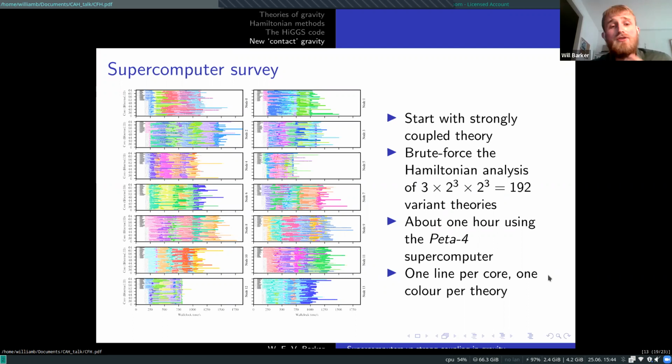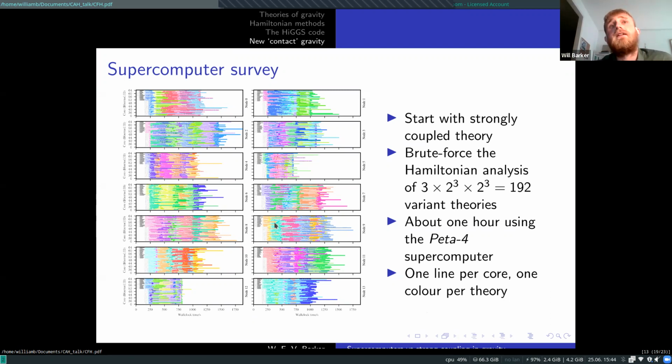Well, I took a model which was known to be strongly coupled, so not one model, actually three: two with vector torsion particles and one with a tensor torsion particle moving in the linearized theory, and in which strongly coupled modes are present in the nonlinear case. And I asked Higgs to do the brute force Hamiltonian analysis of all 192 multiplier configurations of those three theories on a supercomputer.